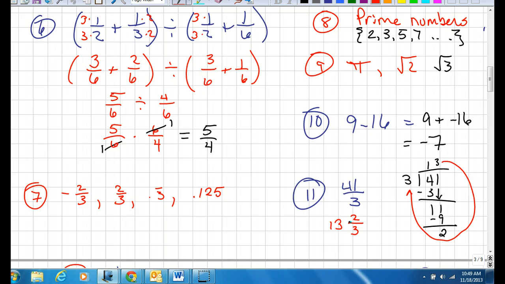Now, somebody from first hour said they went backwards. They took the answers and put them all into improper fractions and found it that way. That is a great test-taking strategy. If you don't remember how to do it one way, go backwards from the answer. You can do that. It's a great thing to use on the ACTs or MCAs as well. Okay?